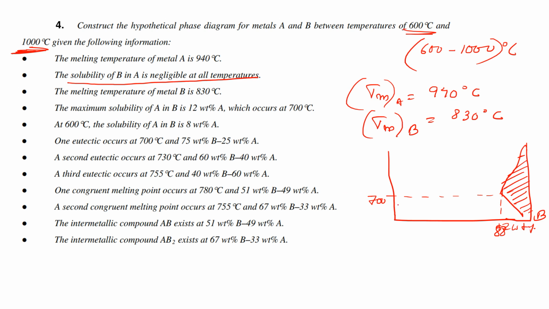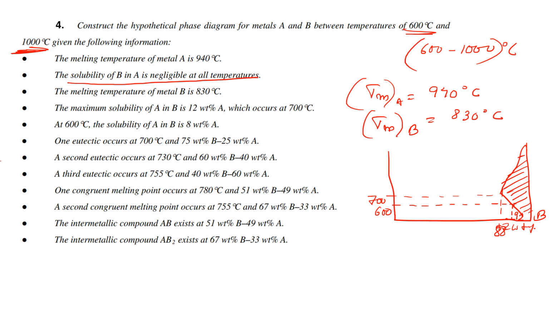So at 600 degrees centigrade, as we lower down the temperature, this reduces to 8%, which corresponds to 92.8% of B. So this is 92 right now. So it has increased, as you can also already see in this diagram.